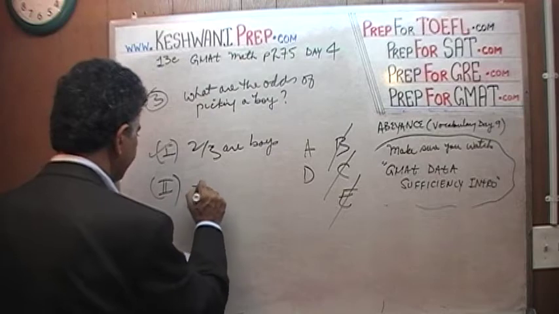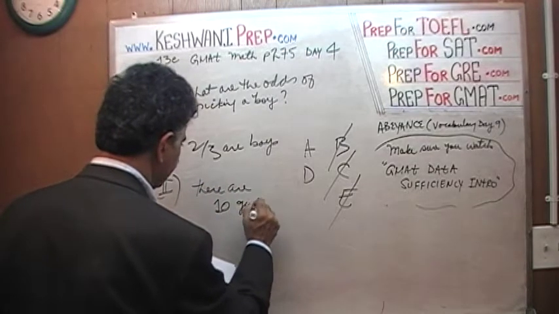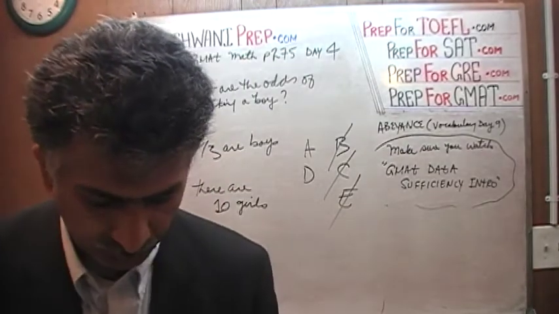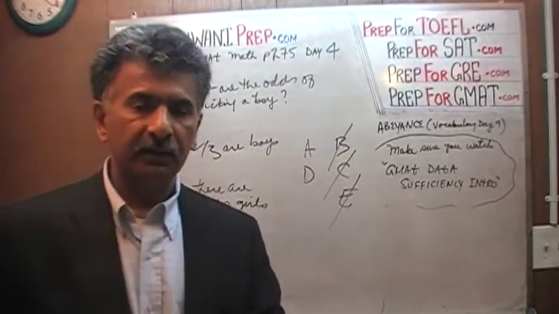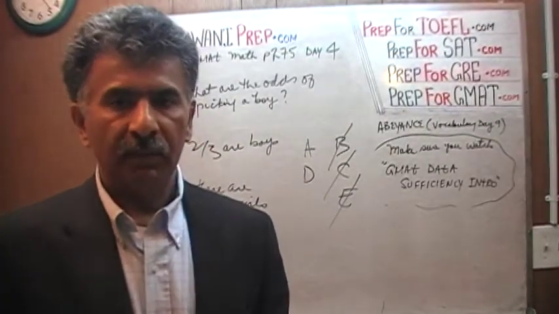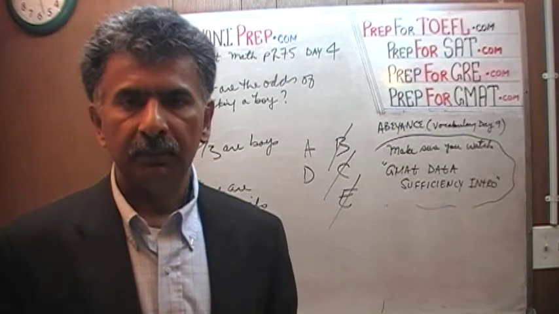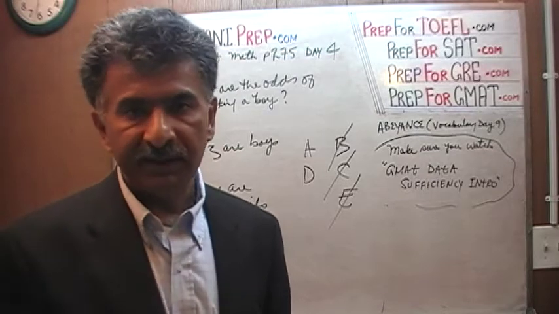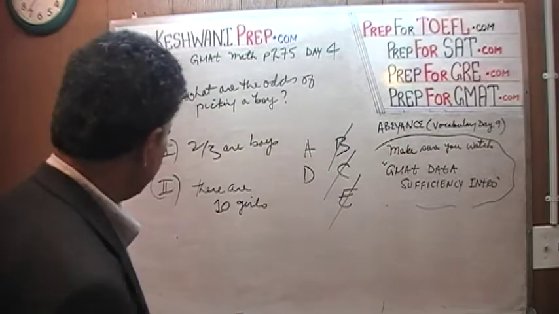The second statement tells us there are 10 girls. Well, if we know that there is a class full of boys and girls, and you're told that in that class there are 10 girls, are you able to tell what are the odds of picking a boy? Of course not. How can we tell? If there are 10 boys and 10 girls, the odds are 50-50. If there are 90 boys and 10 girls, the odds are 9 out of 10. Did I say it right?